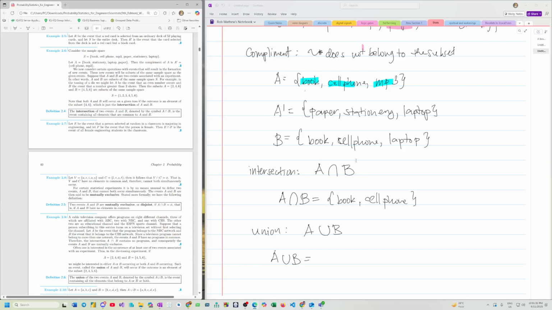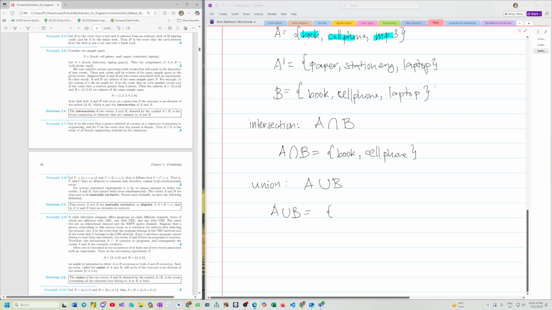So if you look at this, this is the part that is confusing to many. If we look at this example, the answer should be book, cell phone, MP3, and then laptop. Now you're going to say, hey teacher, the book and the cell phone should be written twice because both A and B have them, right? So they should be written twice.